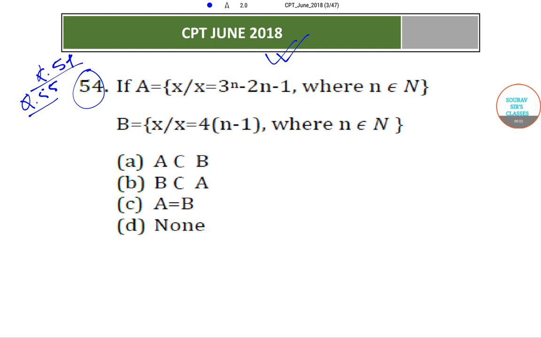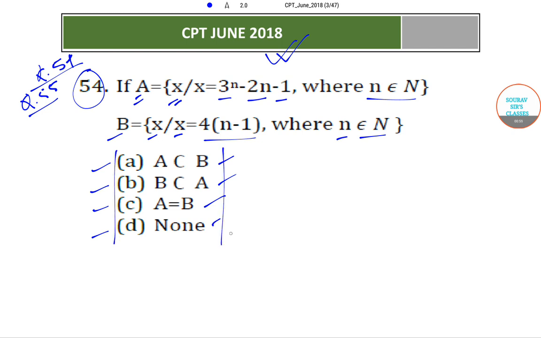In question number 54 it has been said that if A is the set of elements x, where x is equal to 3 to the power n minus 2n minus 1, where n belongs to the set of natural numbers, and if B is the set of elements x, where x is equal to 4 into n minus 1, where n belongs to the set of natural numbers, then option A: A is a subset of B, option B: B is a subset of A, option C: A is equal to B, and option D: none of these. So these are the four options that we have been given.